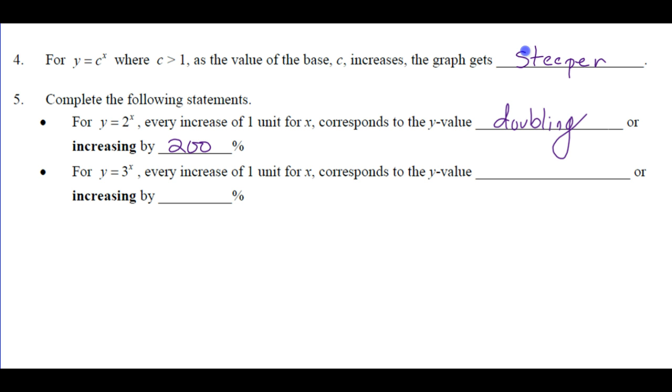For y equals 3 to the x, every increase of 1 unit for the x value corresponds to the y value tripling. So it's not going to double, it's going to triple.